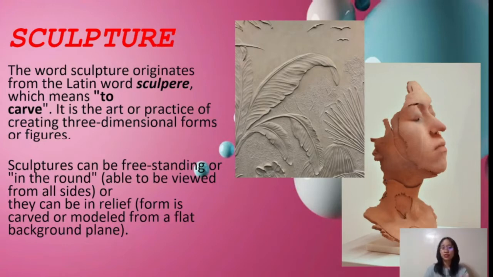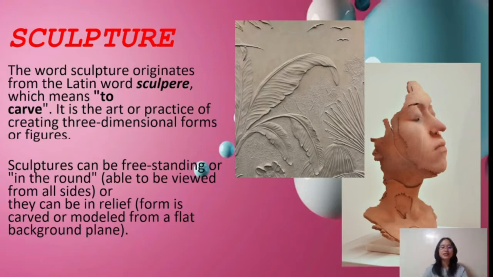You know what 3D is, right? Which is holistically viewable. This is a three-dimensional form of sculpture where we can see all the sides, the back, the front, and the two sides of the sculpture or the object. That is what sculpture is: to carve, and a practice of creating three-dimensional forms or figures.